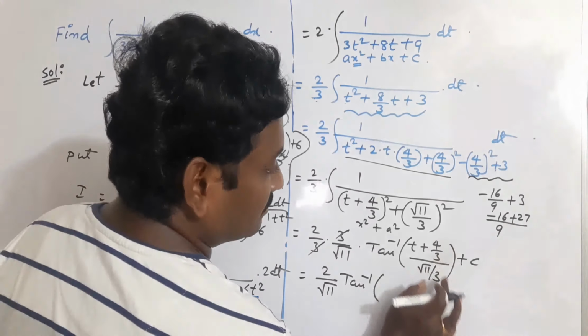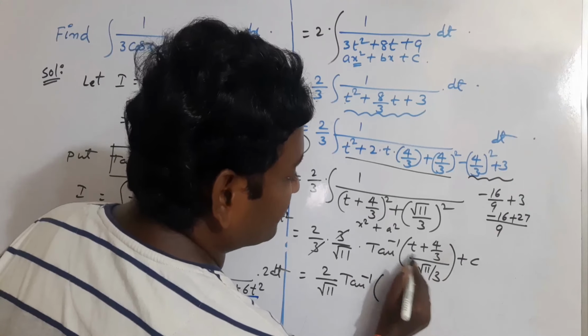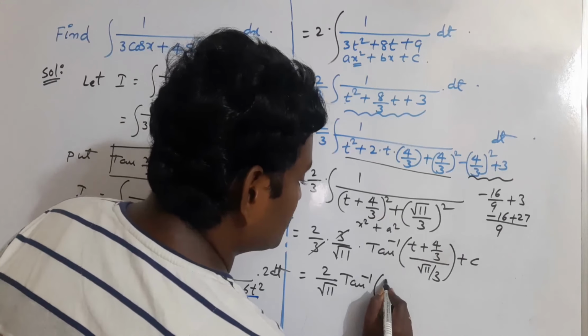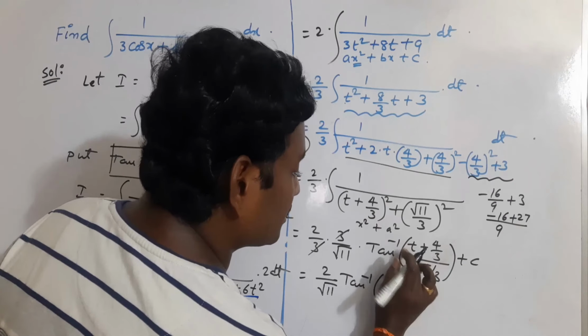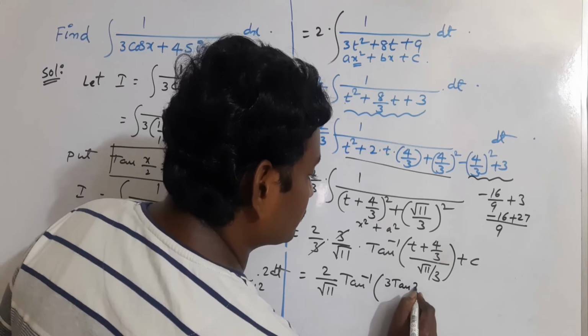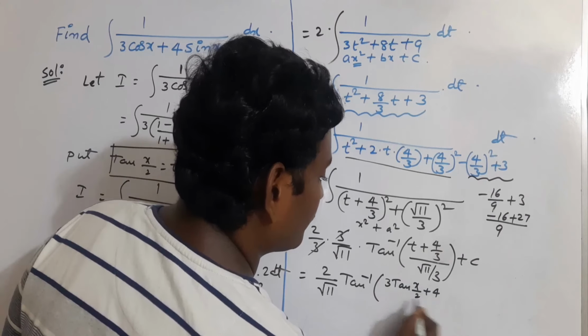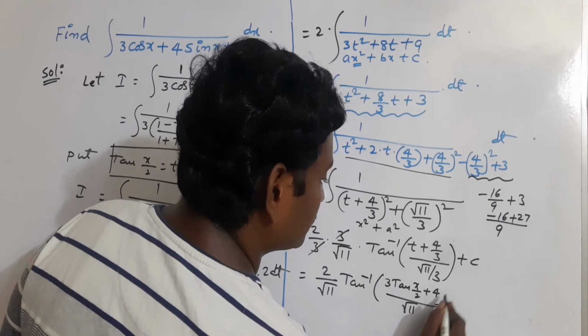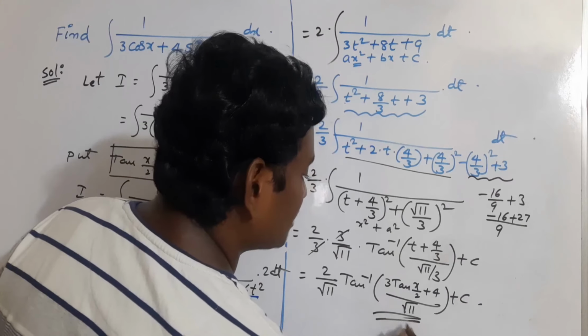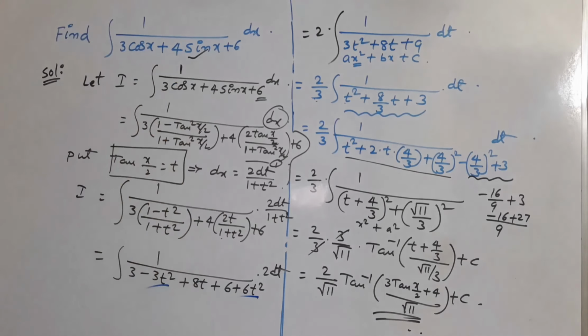Before that, take the LCM in the denominators. After taking the LCM, 3 getting cancelled. So you should write here 3t. What is t? Tan x by 2, plus 4, by root 11, plus c. This is the result of the given integration. In this way we can crack the problem. In the next class, I will give some more problems on this model. This model is very important, so please prepare well. Thank you very much.